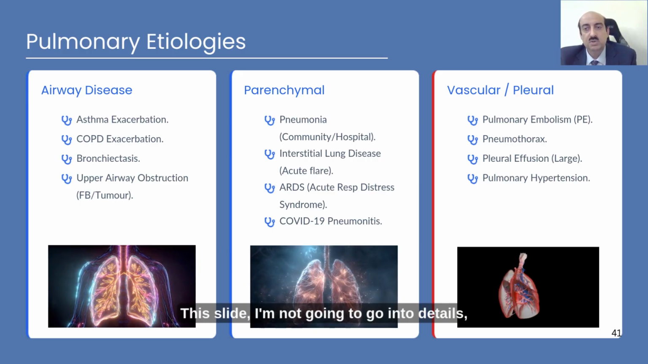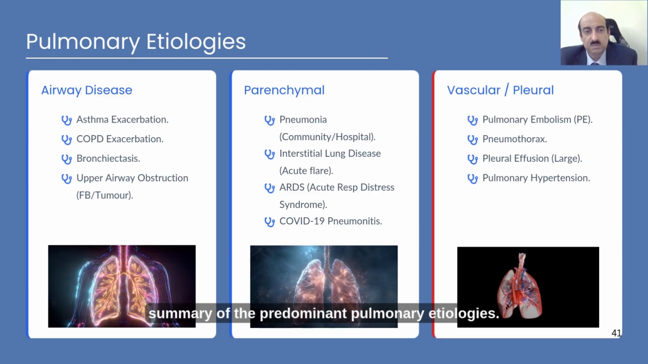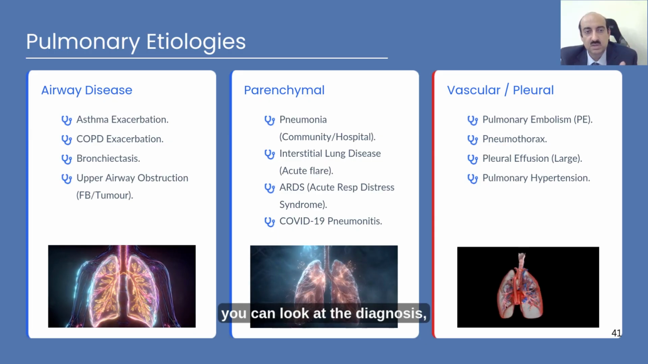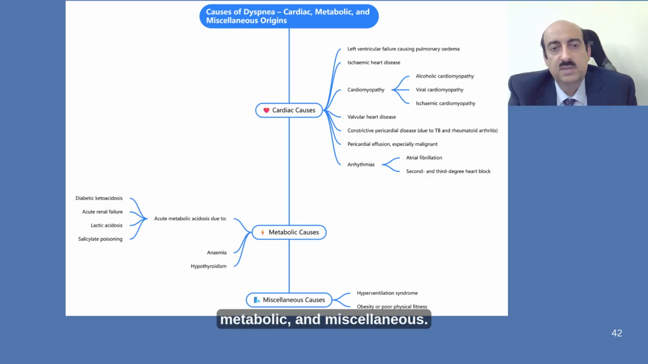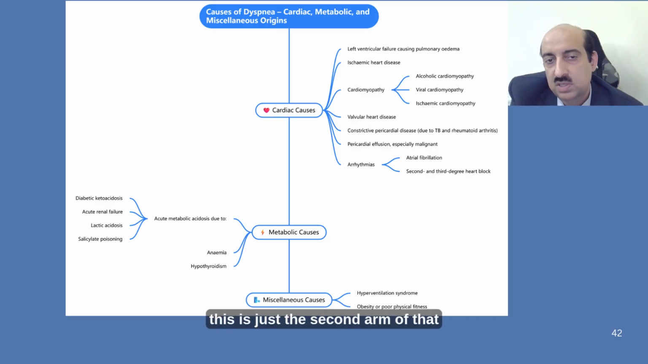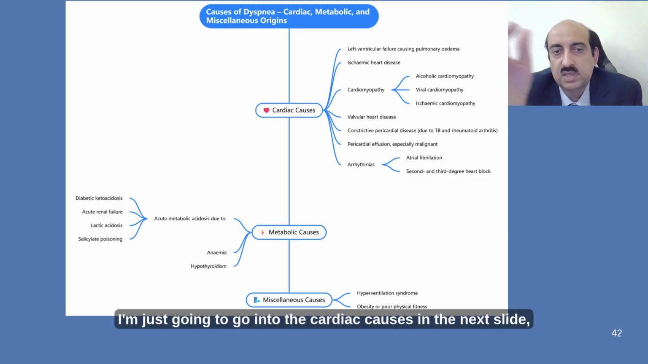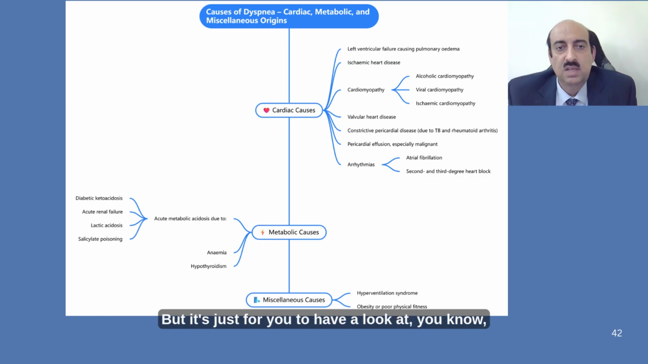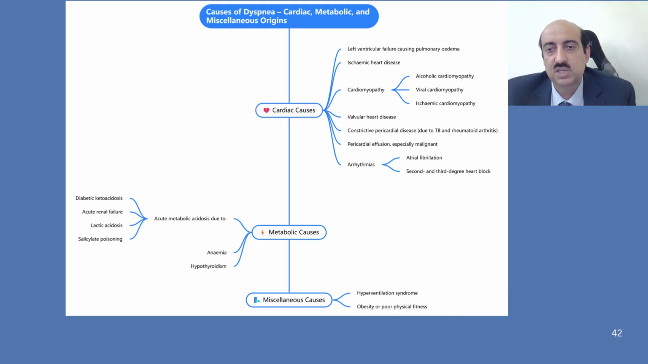This slide, I'm not going to go into details, but essentially it's just a graphic summary of the predominant pulmonary etiologies. Airway disease, parenchymal, and finally vascular. So after pulmonary causes, the others are cardiac, metabolic, and miscellaneous. So this is just the second arm of that vertical classification. I'm just going to go into the cardiac causes in the next slide, and then metabolic and miscellaneous. But it's just for you to have a look at the predominant etiologies as one diagrammatic representation.